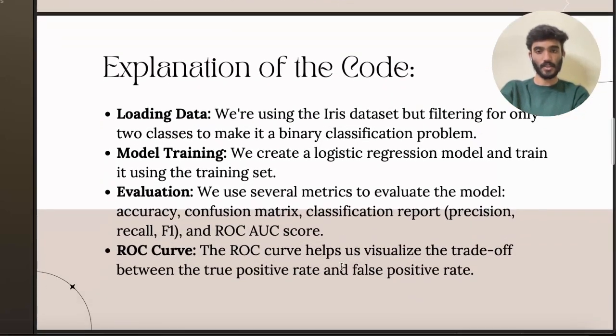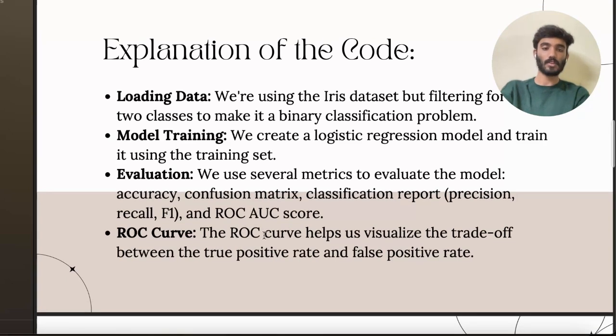Now, explanation of the code. Loading data: first, we will load the data. We are using the Iris dataset but filtering for only two classes to make it a binary classification problem. Next, model training: we create a logistic regression model and train it using the training set. Evaluation: we use several metrics to evaluate the model: accuracy, confusion matrix, classification report, precision, recall, F1, and ROC AUC score. ROC curve: the ROC curve helps us visualize the trade-off between the true positive rate and false positive rate.